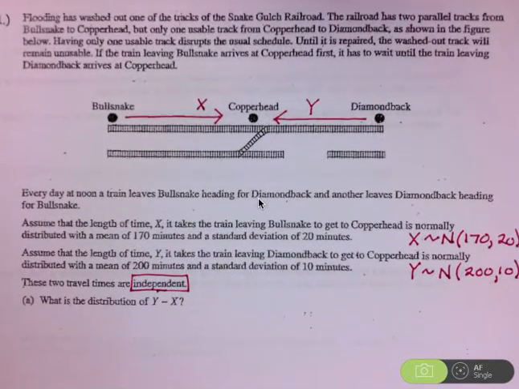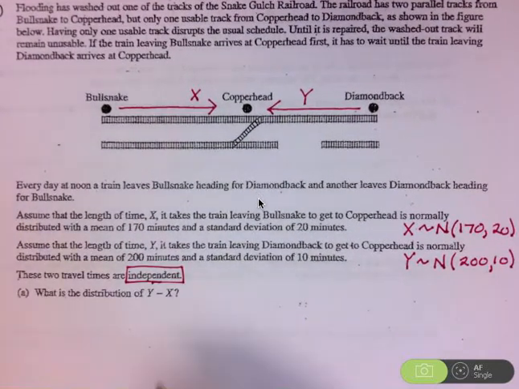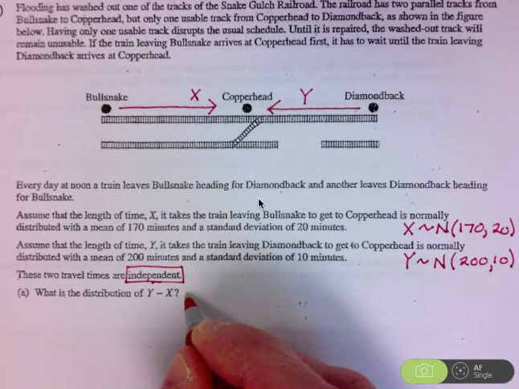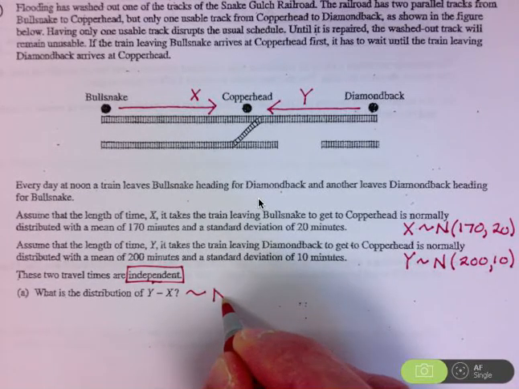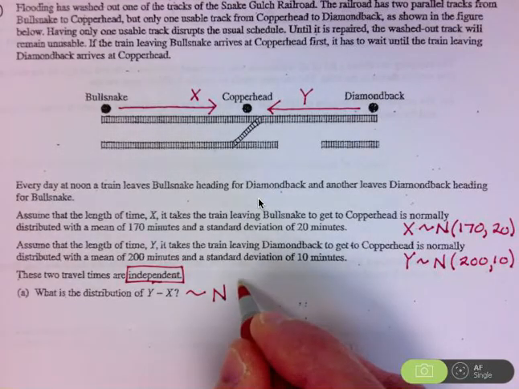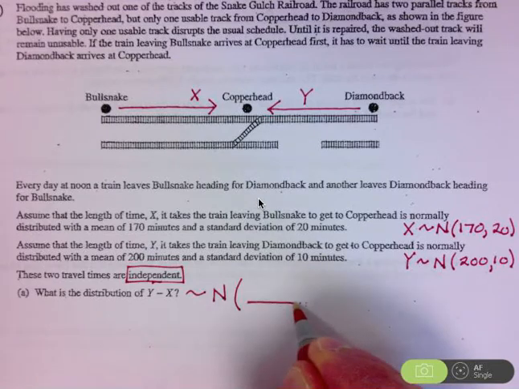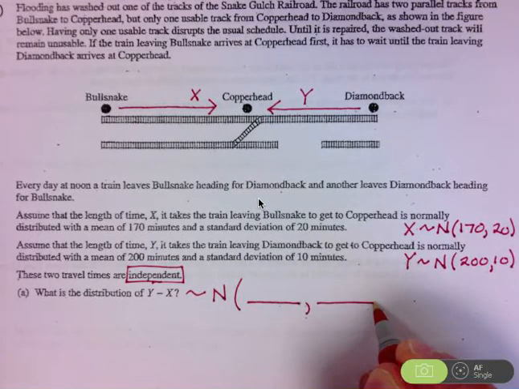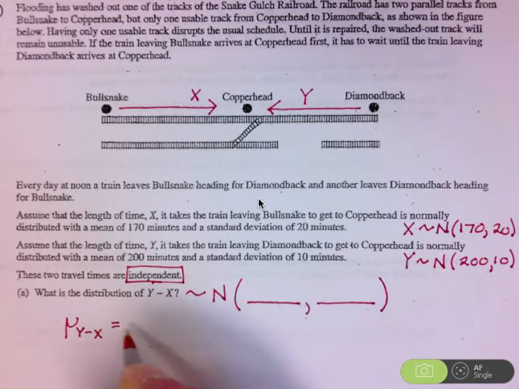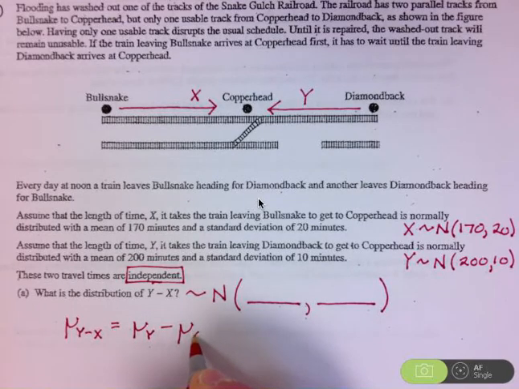So our first job is to find the distribution of Y minus X. So we've done this before. This is going to be a distribution that is also normal because it's a linear combination of two normally distributed random variables. So what you need to find are the mean and the standard deviation. So remember, to find the mean of Y minus X, we would simply subtract our means, the mean of Y minus the mean of X.